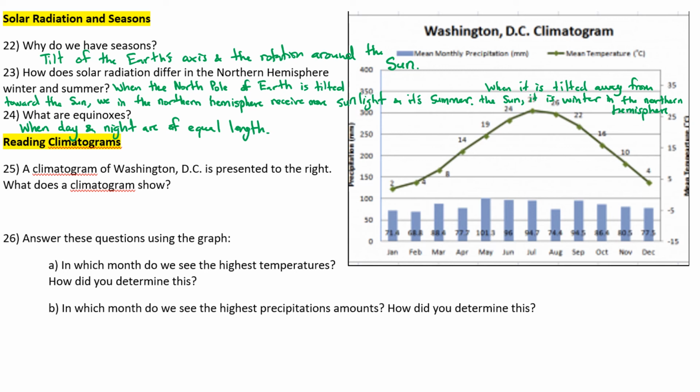So reading climatograms. So we have number 25. A climatogram of Washington, D.C. is presented to the right. What does a climatogram show? So it shows the mean temperature. Mean is just the average temperature. And average rainfall over the course of a year.